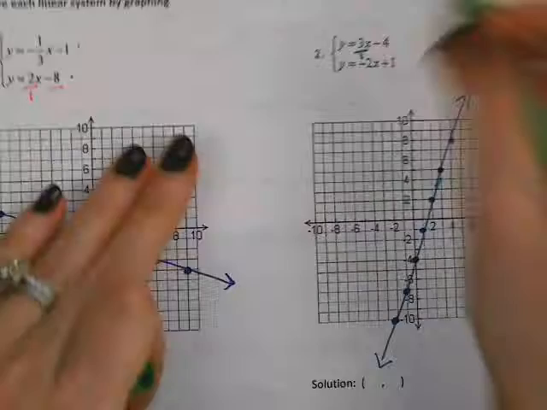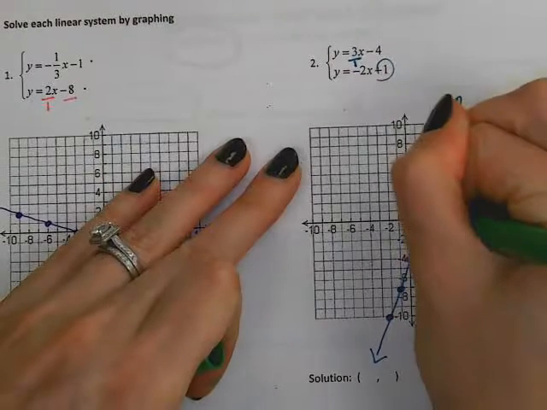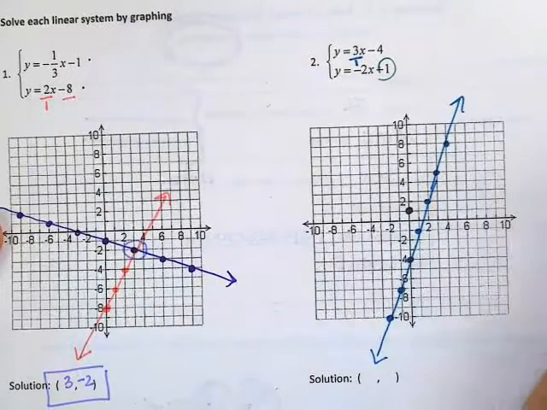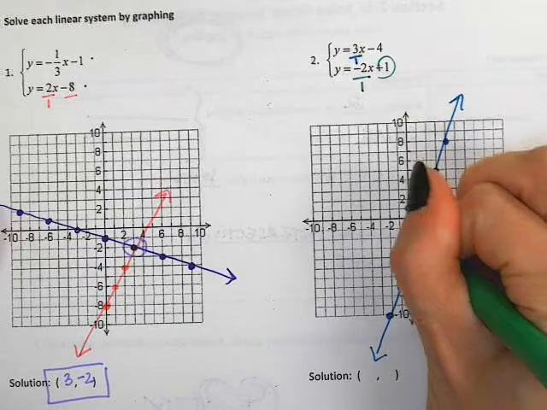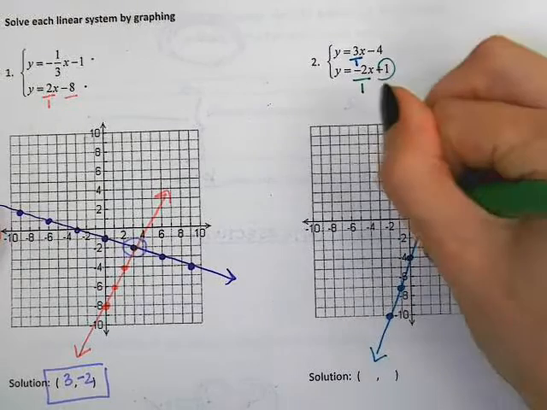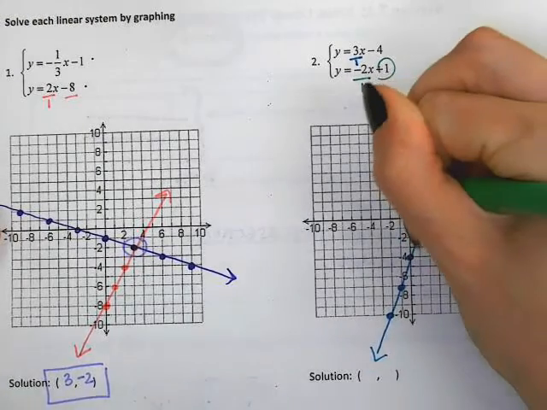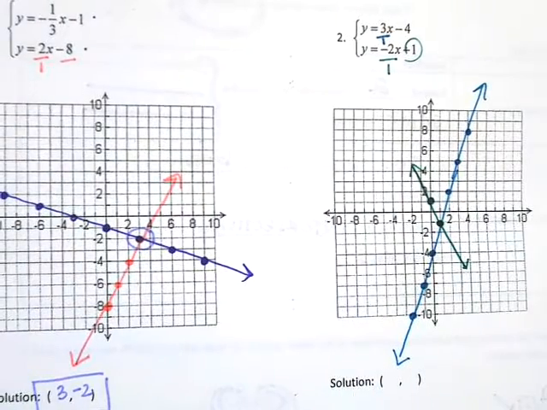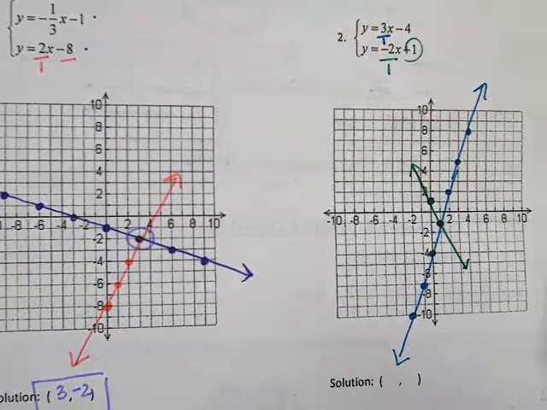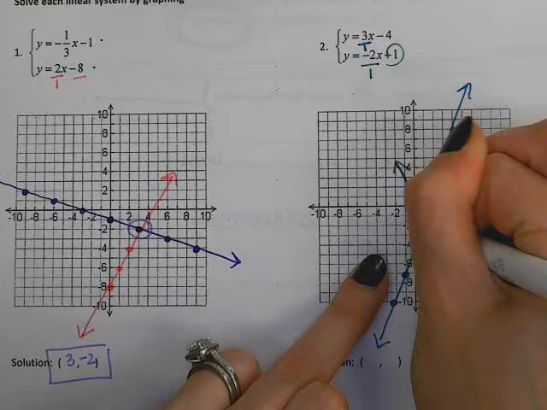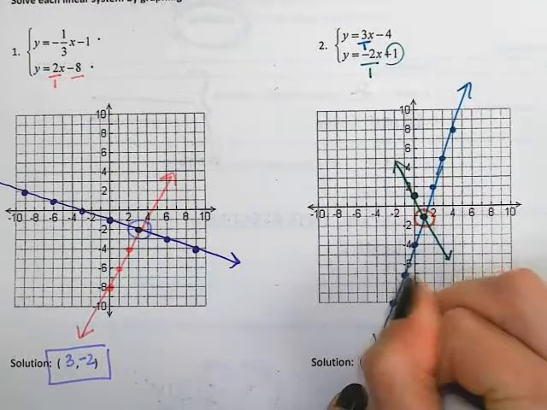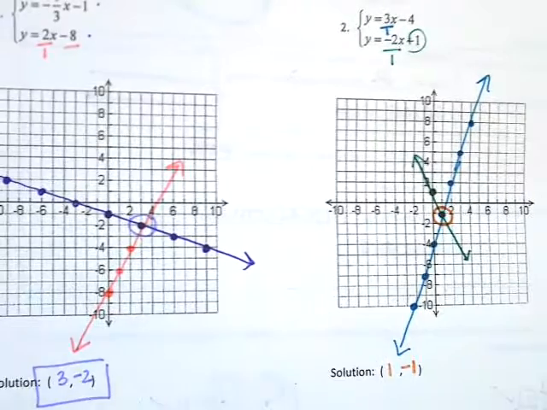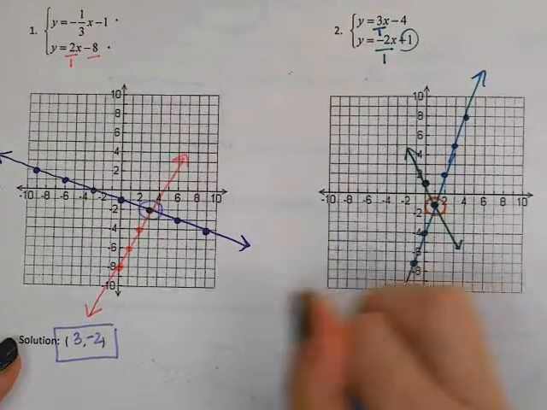Line 2, we start at y equals 1, and our slope is down 1, right 1. Down 1, right 1, oh my gosh, right away, we found it. As soon as it crosses the other line, you can stop. Okay, that intersection, write it as an ordered pair, 1 comma negative 1. And that is your solution.